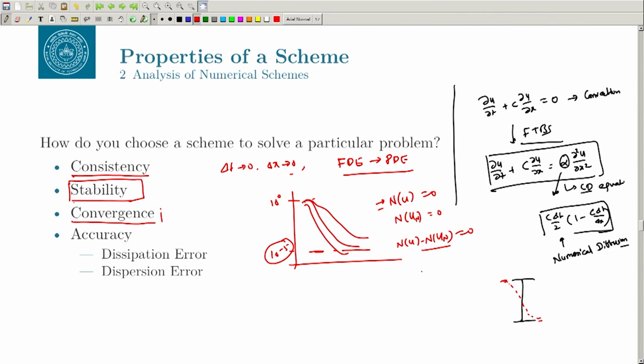Finally, we will look into the accuracy. There are two kinds of errors normally found in CFD calculation. One is termed the dissipation error, another is called the dispersion error.